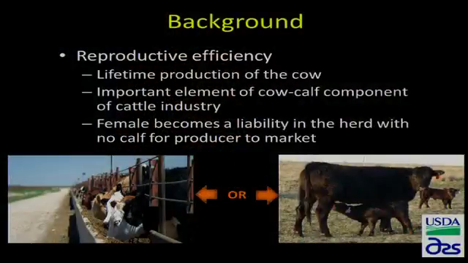So for the background, we're looking at reproductive efficiency, and as many of you know, reproduction is very important in the cattle industry. Reproductive efficiency is determined by lifetime production of the cow, and it's an important element of the cow-calf component in the cattle industry. It would be great if, before you breed your heifers, you knew which ones were going to get pregnant and which do not have a chance of being bred, and put them in a different pathway, for example, going to the feedlot instead of putting a lot of effort into them for reproduction.